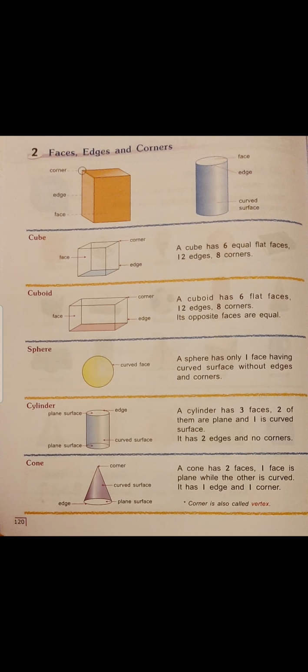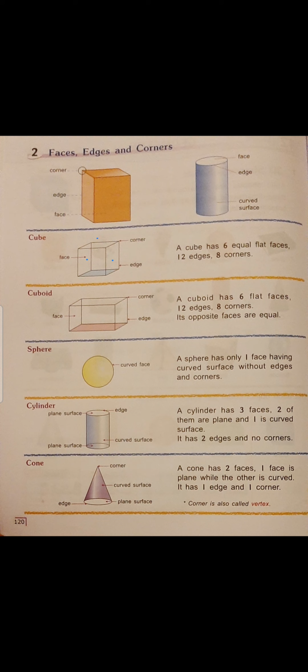So the first one is cube. How does a cube look like? This is a cylinder and this is called a cube. In a cube it has corners, edges and faces, and in a cylinder it has a curved surface. This one is a face and this is called an edge. So a cube has how many equal flat faces? It has 6 equal flat faces.